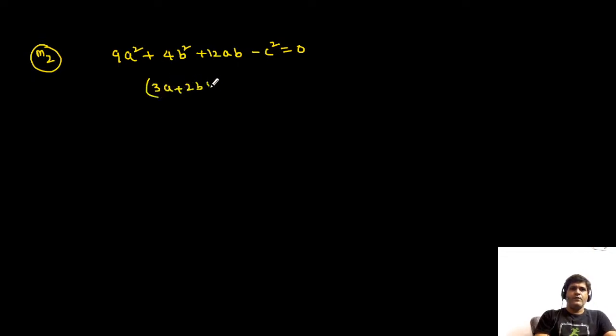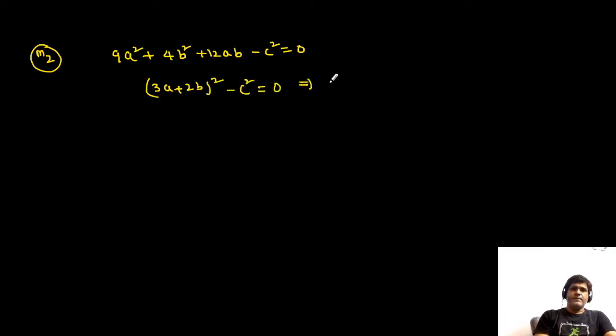Method 2. See, the given condition is 9a² + 4b² + 12ab − c² = 0. So what we have written this thing as (3a + 2b)² − c² = 0.